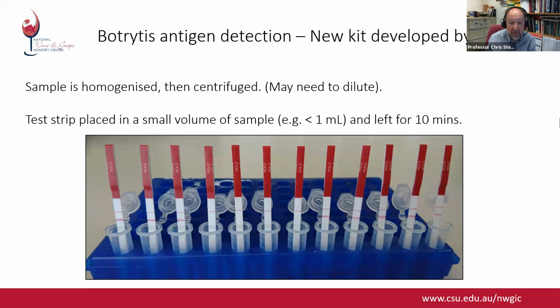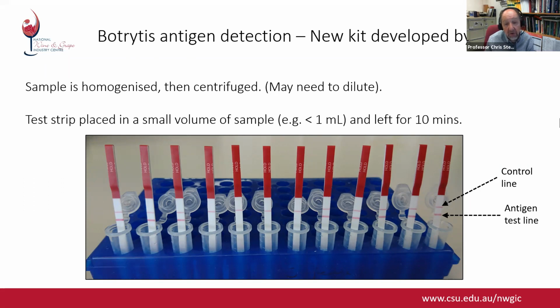So here you can see a set of these strips in a series of Eppendorfs, and the sample moves up the test strip by capillary action until it reaches the antigen test line, which I've marked with the arrow there. And if there are Botrytis antigens, they bind to the antibody, and we see this colour reaction. Above this test line, there is a control line, and that's just there to confirm that the kit is working.